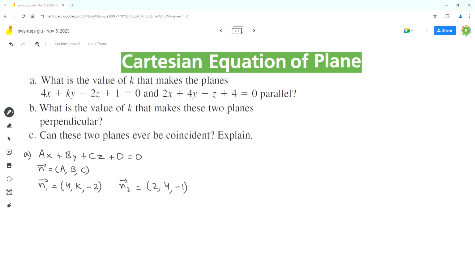We have to find the k value that will make these two vectors parallel to each other, because if the planes are parallel to each other, that means their normal vectors are also parallel to each other. If these two normal vectors are parallel, that means these two vectors have to be collinear, so they should be scalar multiples of each other. That means the ratio of their x components and y components and z components should be the same. So we can use this information to write a proportion equation for the components.